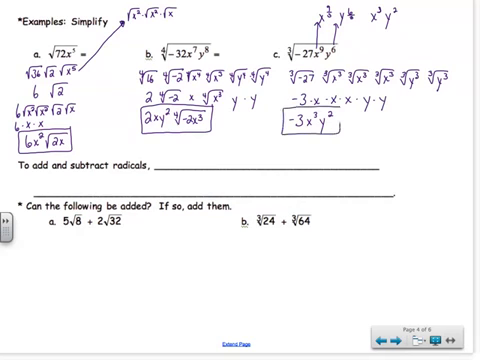Okay, let's look at our next part about radicals. To add and subtract radicals, what has to be true? Well, first you want to simplify each radical. Simplifying each radical means that you have to get that simplest form that we've been working on. Then you can add and subtract terms with like radicals.